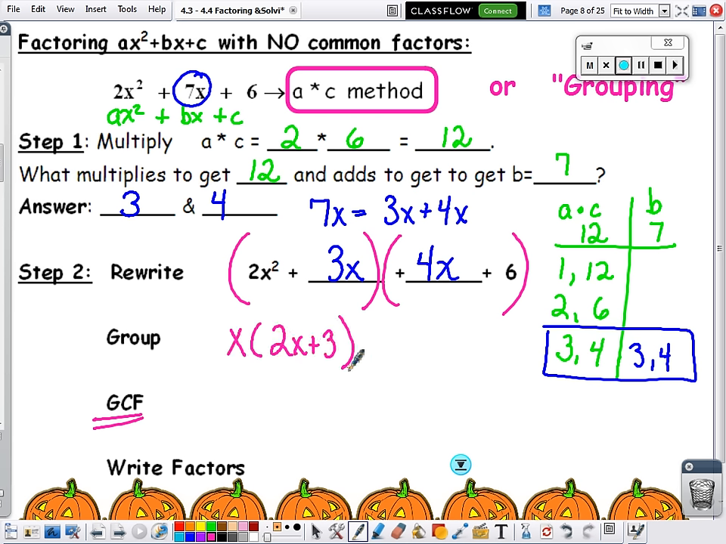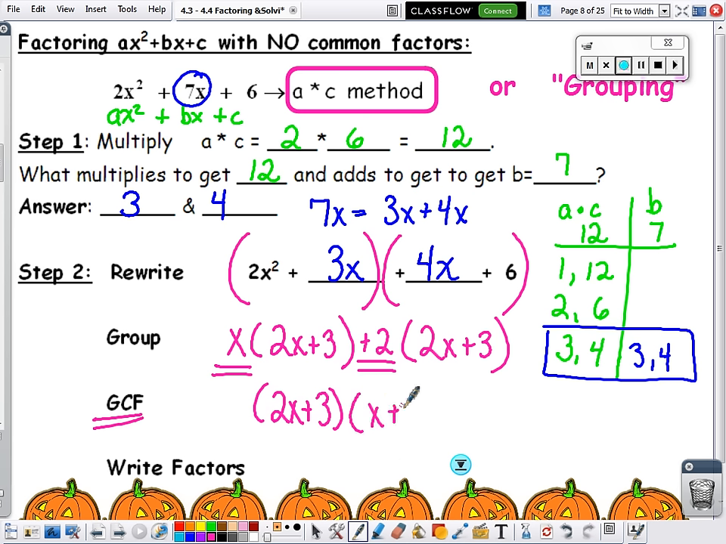The second set, 4x plus 6, I'm going to pull out a 2. When I do that, I am left with 2x plus 3. If you notice, what's left in the parentheses is the same. So if I factor out my greatest common factor, 2x plus 3, I am now left with x plus 2. And you have factored a trinomial with the lead coefficient not being 1.